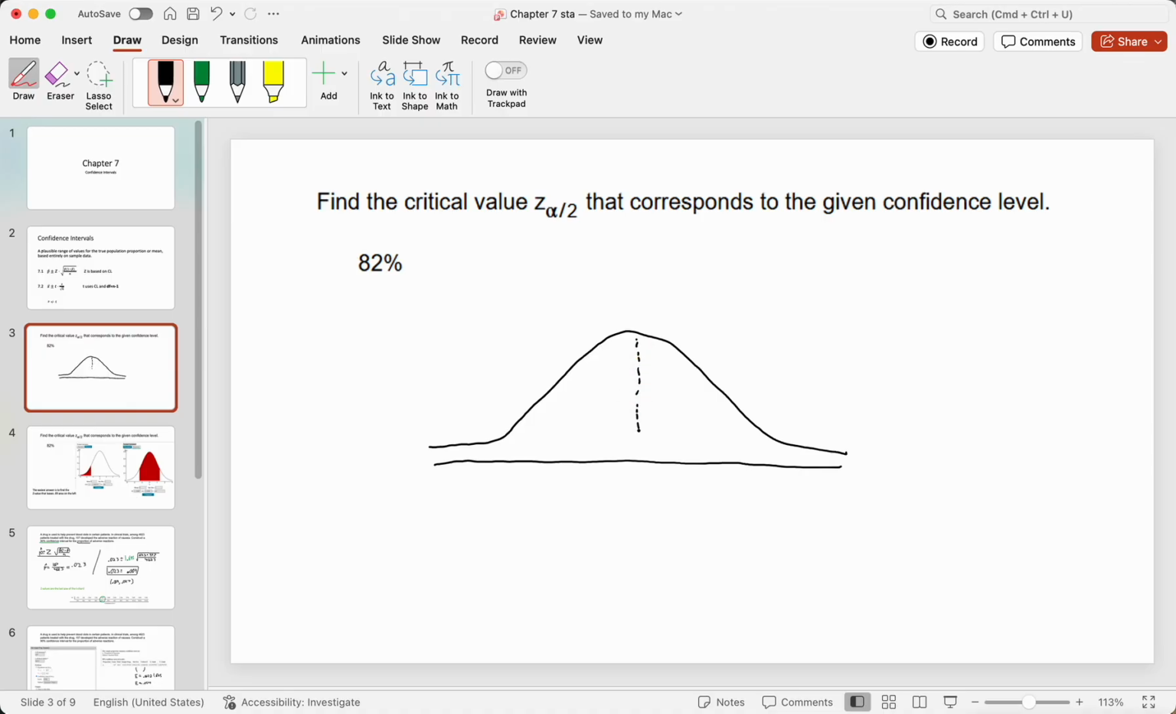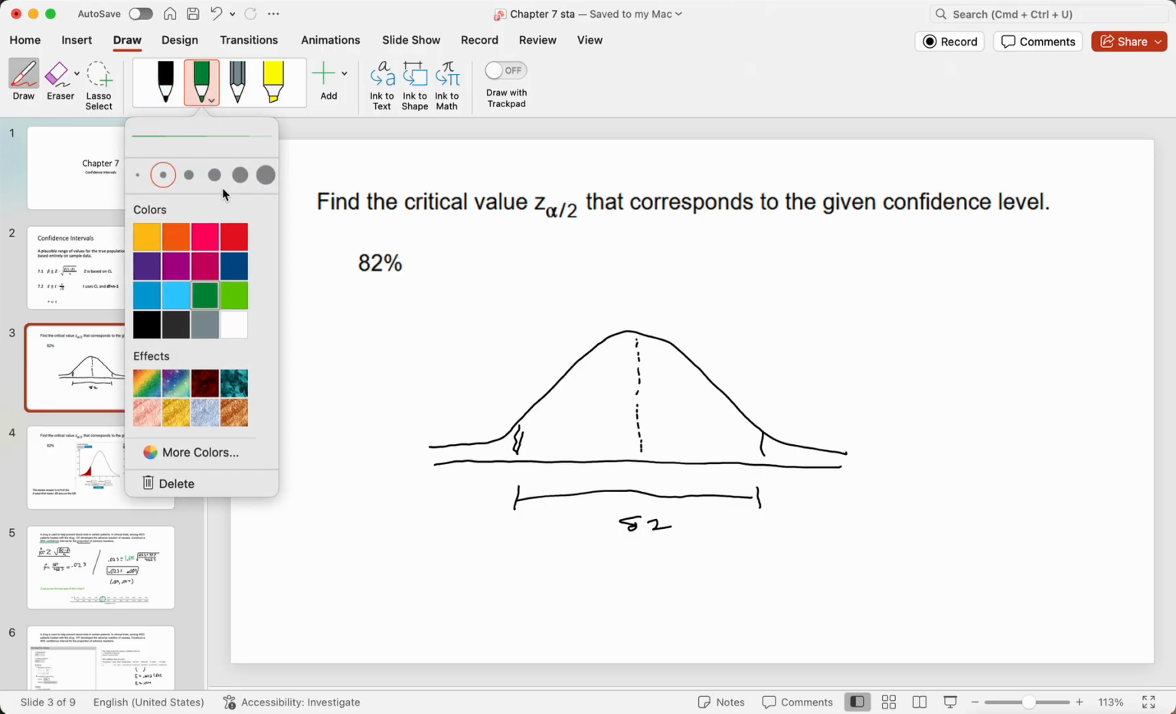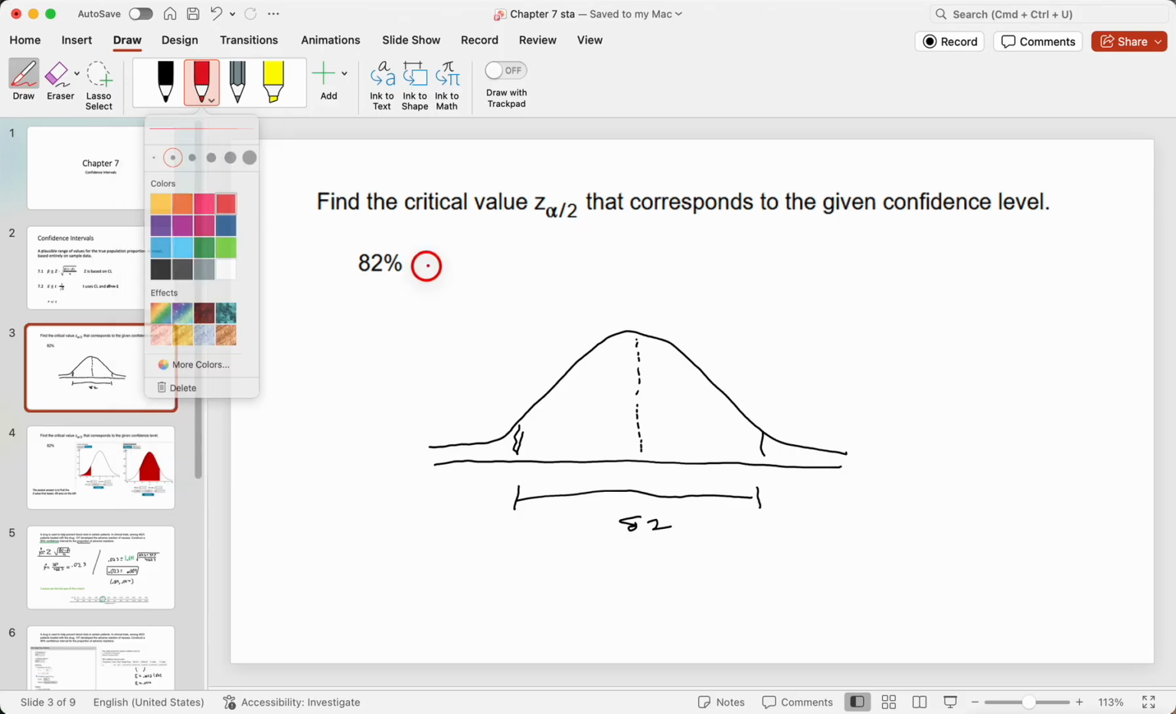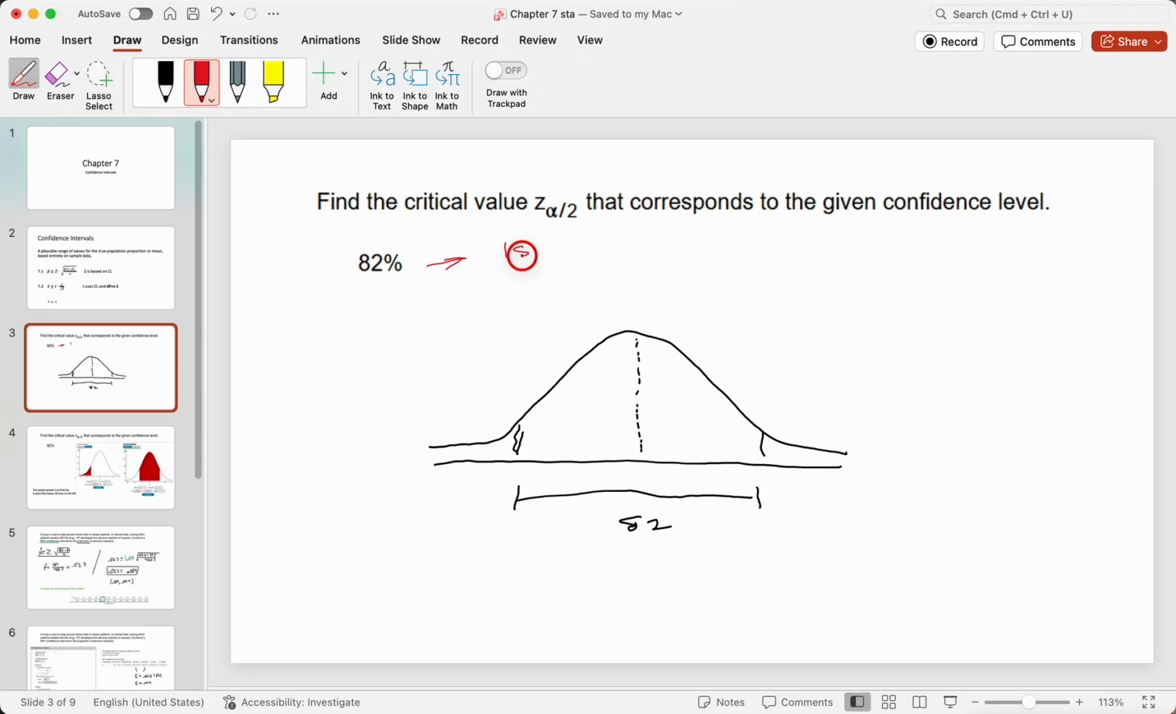Remember that the normal distribution is centered around 0. What this question is saying is there are some values here, and we want to know where there's 82% in the middle. If there is 82% in the middle, then what's on the outside? The complement to that is 18%. And because we're symmetric, there's going to be 9% to the left and 9% to the right.